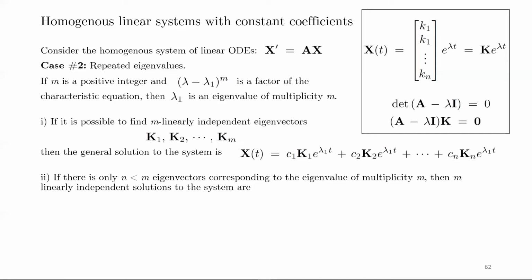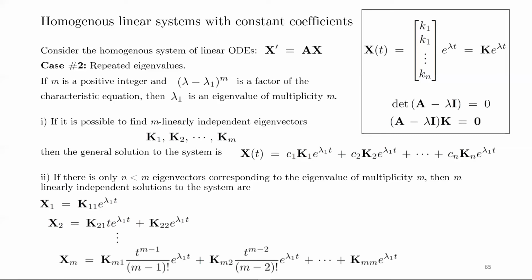So m linearly independent solutions to the system are given by the eigenvector that you can find times e to the lambda 1 t. The second is then some interesting combination of those two: some eigenvector times e to the lambda 1 t plus some other vector times t times e to the lambda 1 t, and so on through m times. We're going to deal with this subcase in the next class. You don't have to memorize this second part here. We're going to deal with that in the next class.